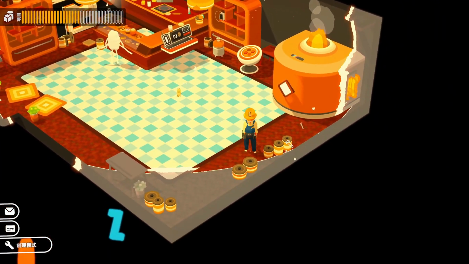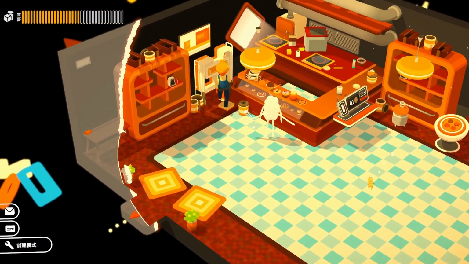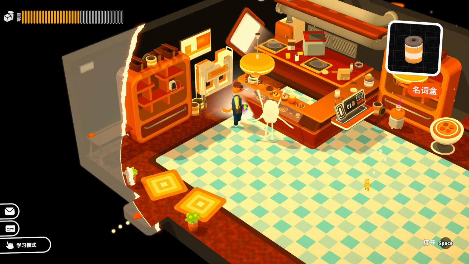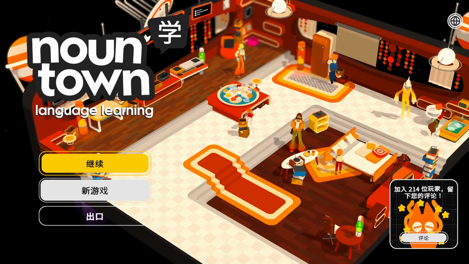Let's first start with the operation in the game. I will choose Chinese as my source language and German as my target language. Let's get started. Now we are in the game and the first impression is that the loading is very slow. Not only the launching loading, but also the in-game loading. I will show you in-game later. Okay, the UI is loaded.